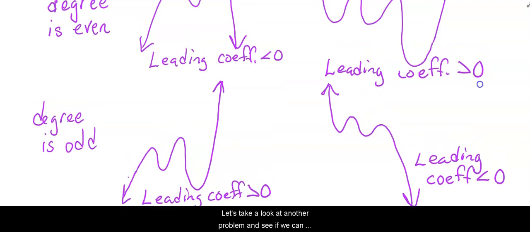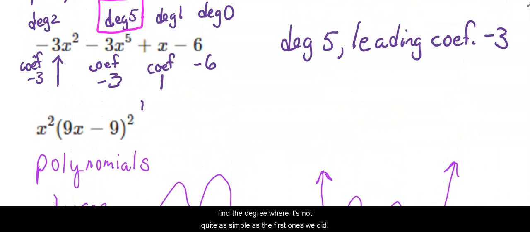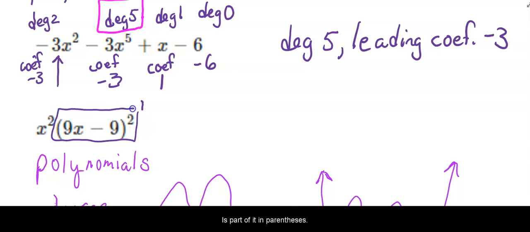Let's take a look at another problem and see if we can find the degree where it's not quite as simple as the first ones we did. In this example, we have something in parentheses. This means I've got x squared times 9x minus 9, the quantity, squared. If I were to multiply out this part of it in parentheses, the 9x minus 9 quantity squared, I would get something that was degree 2.